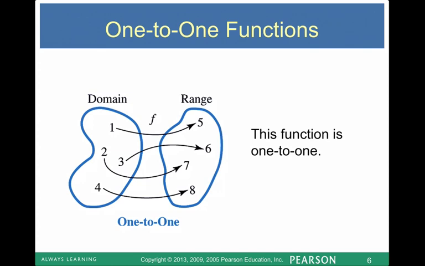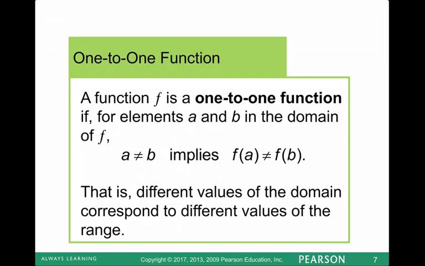So notice that every y corresponds to exactly one x, and every x corresponds to exactly one y. If we were to plot these points, it would pass the horizontal line test. So the function is one-to-one. Whenever a is not equal to b, this implies that f of a is not equal to f of b. That is, different values of the domain correspond to different values of the range, right? So the ordered pairs are unique in a sense.